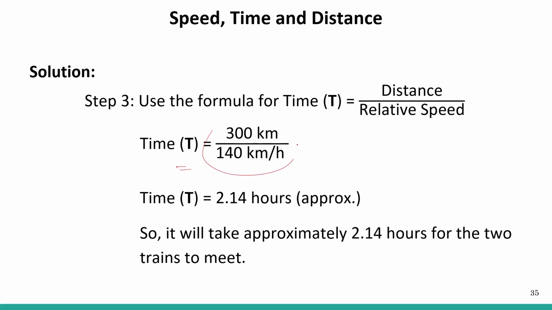So time will be 300 by 140. Cancelling a 0 out, what we are left with is 15 by 7 hours. So time will be 2.14 hours approximately. So it will take approximately 2.14 hours for the two trains to meet.